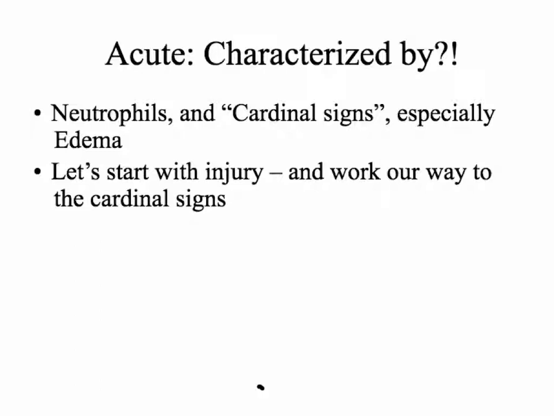Okay, so we're talking about the characteristics of acute inflammation. I already told you it's going to be neutrophils. It's also going to have the cardinal signs of inflammation, especially edema. So if you have neutrophils and edema, you're looking at acute inflammation. If you have lymphocytes and edema, you're looking at chronic inflammation. So let's start with an injury of some sort and work our way up to the cardinal signs. And I think that's as far as I'll be able to get in this time period.